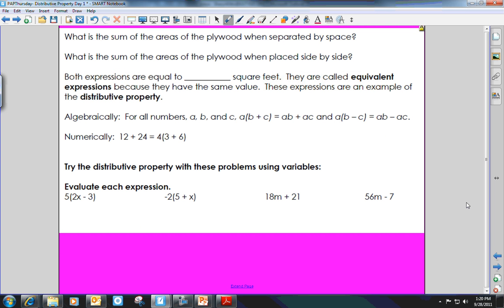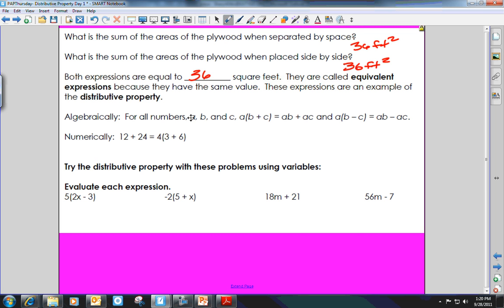So what is the sum of areas of the plywood when separated by space? We just found it's 36 feet square. And when it's placed side by side, it's also 36 feet square. Okay? So these are equivalent expressions, and it's an example of the distributive property.